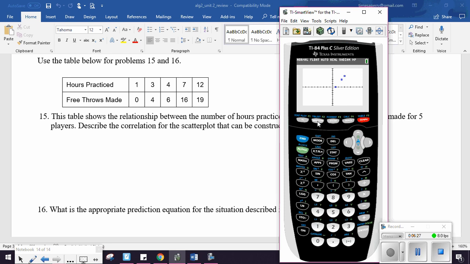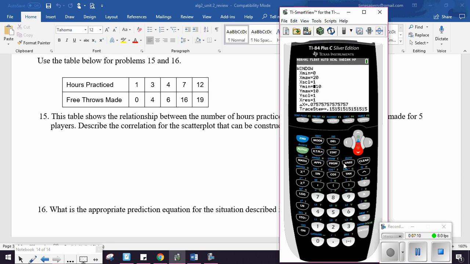Notice we only see 3 of our dots, and we know there's supposed to be 5 in this table. So we go to window to adjust our window settings. For x min, that's asking us what is the lowest x we have in this table. Since x's are hours practiced, the lowest one we have in the table is 1. So let's go a little less than that. So let's say 0. X max is what are the highest x's you have in this data set. Our largest x right now is 12. So let's use 20. That's a good number. You don't want to start and stop exactly at the values. You want to give it a little more extra room.